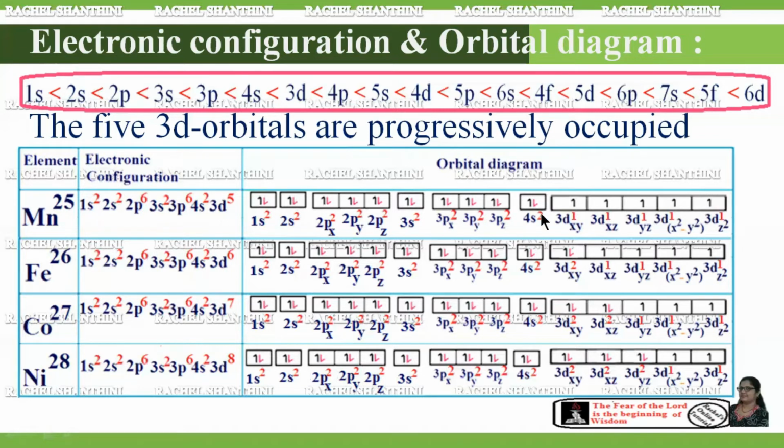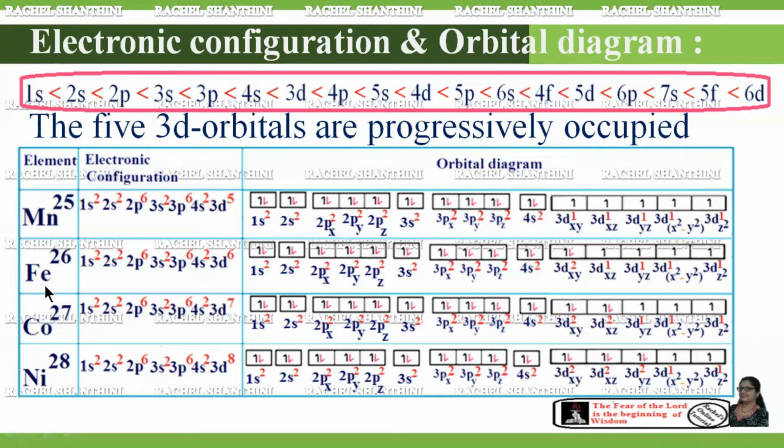Coming to 3d orbitals, how many orbitals do we have? 5, right? So the first electron will occupy 3d xy, the second electron will occupy 3d xz, the third electron will occupy 3d yz, the fourth electron will occupy 3d x square minus y square, and the last fifth electron will occupy 3d z square. So we need to draw one upward arrow in each of these d orbitals, which represents the positive spin.